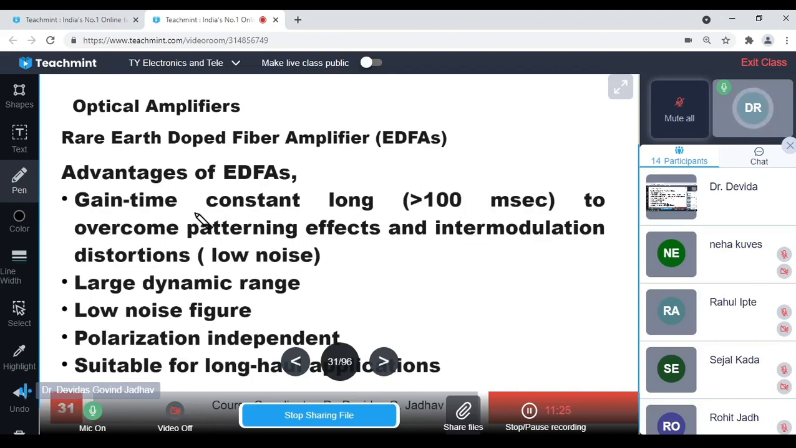Advantages are there. Gain time constant is long, more than 1000 microseconds, to overcome patterning and intermodulation distortion, that is having low noise. So large dynamic range is there, low noise figure is there. Then polarization independence, suitable for long haul applications.